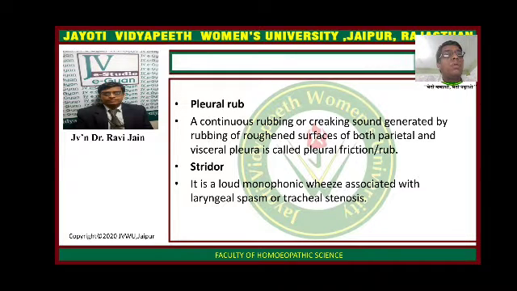Next we come to pleural rub. Pleural rub is basically a continuous rubbing or creaking sound generated by the rubbing of the roughened surfaces of both the parietal pleura and visceral pleura, and is called pleural friction rub. Stridor is a loud monophonic wheeze that is associated with laryngeal spasm or bronchial stenosis.